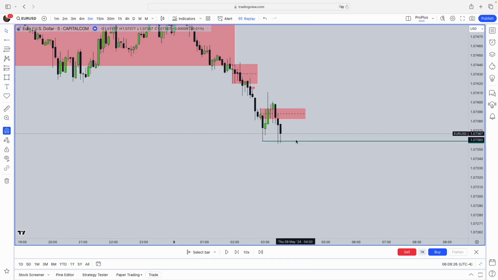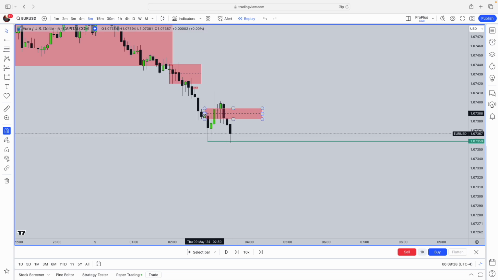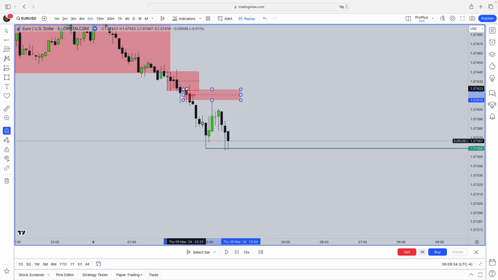Okay, so let's just go back again, 5 minute order block here. You could also say this is an order block as well, and that's where it probably wanted to reach up to here. So let me delete that. Bearish order block.